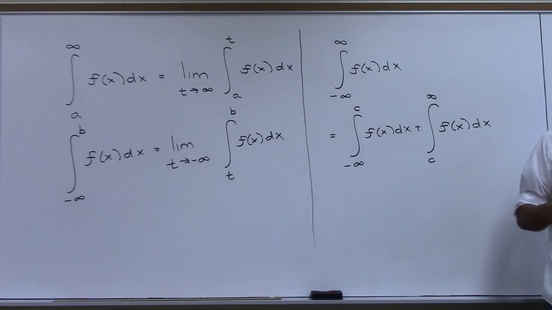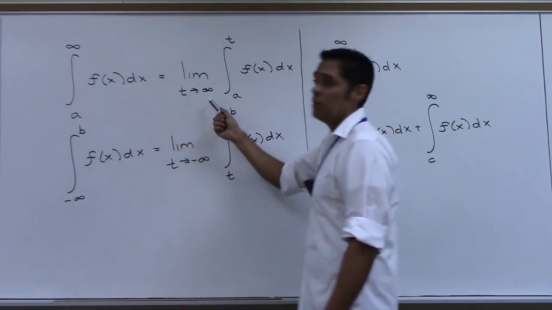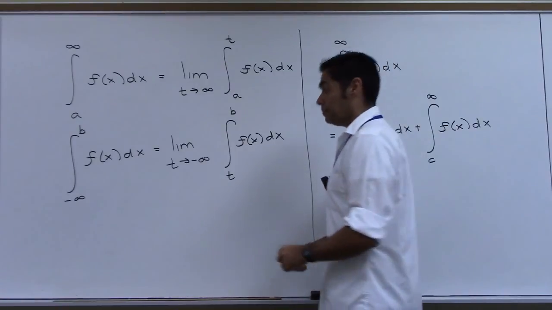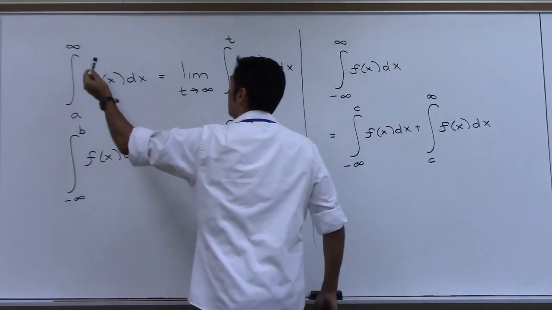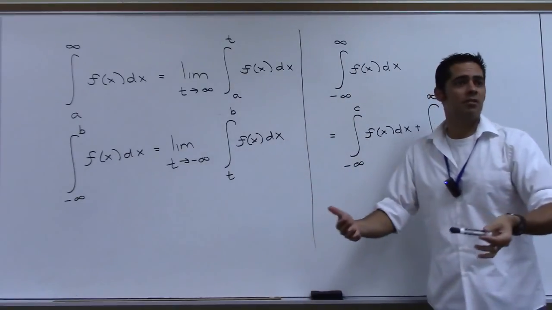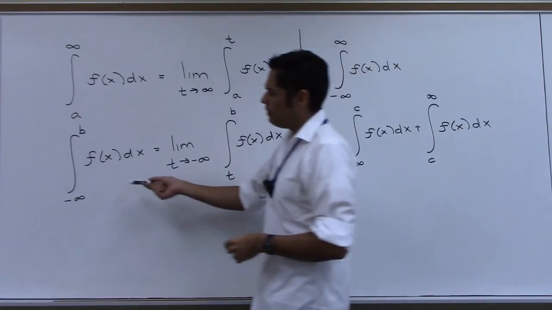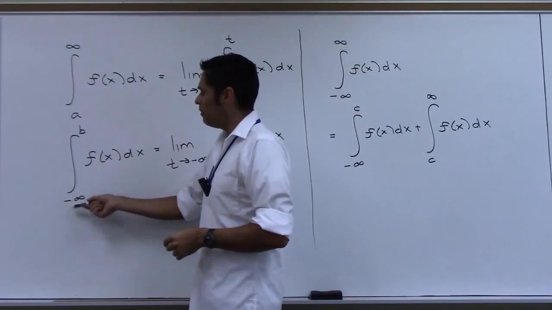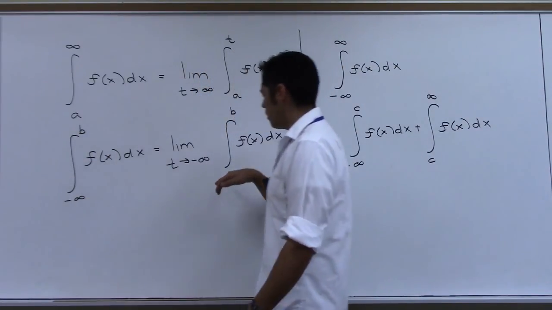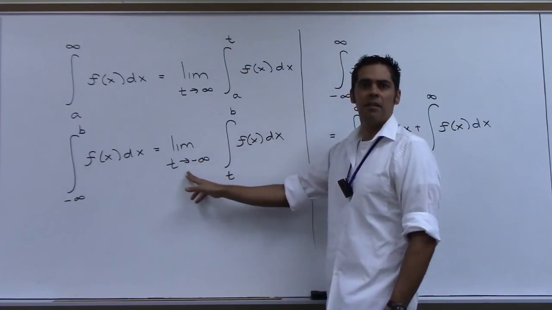And I didn't write this formally on the board last time. I just did an example, and I told you that when we do these, we're going to have to do a limit. So what we do is we change the infinity to a t, and then we let that t go to infinity after we actually find the antiderivative. And then if we do this type of integral, where we go from negative infinity to some number, we replace that negative infinity with t, find the antiderivative, and then take the limit at the end.